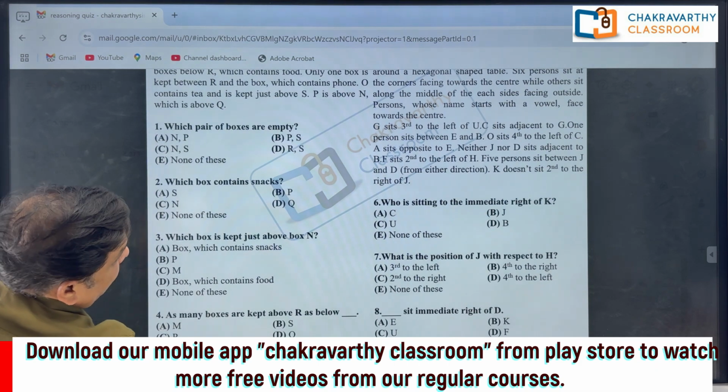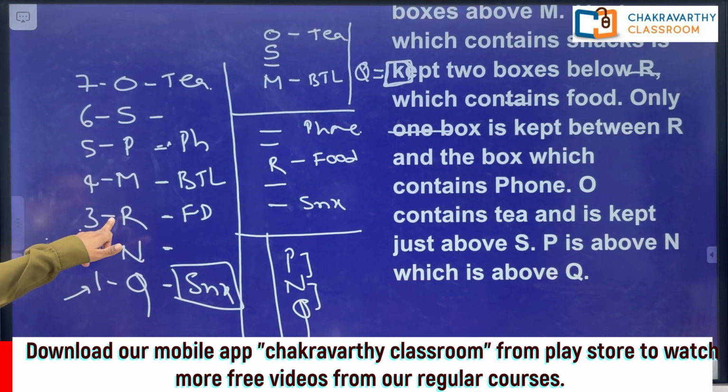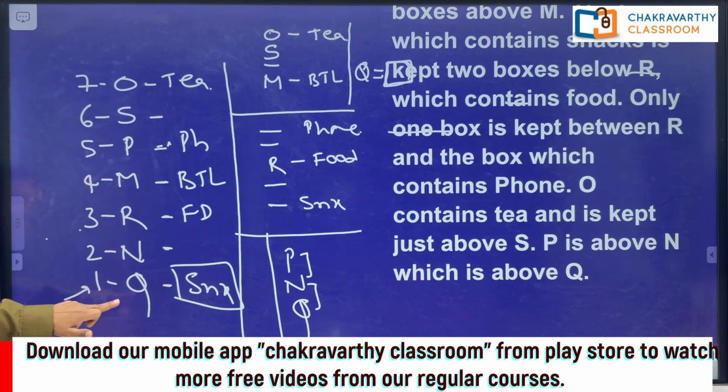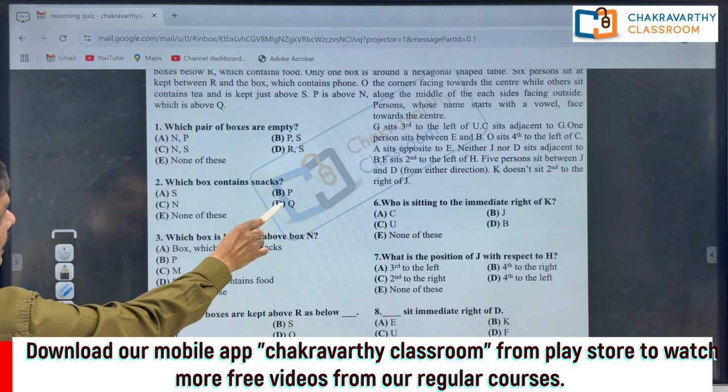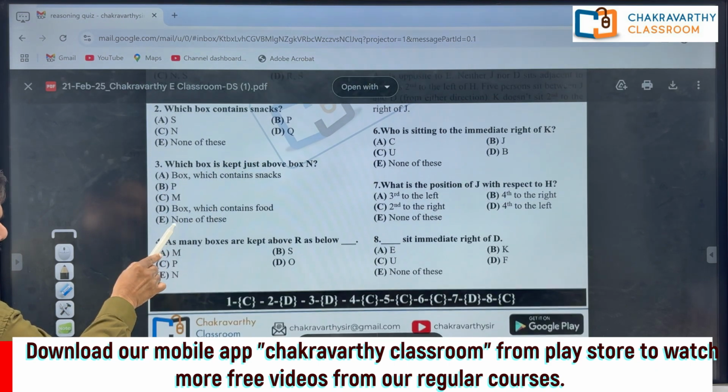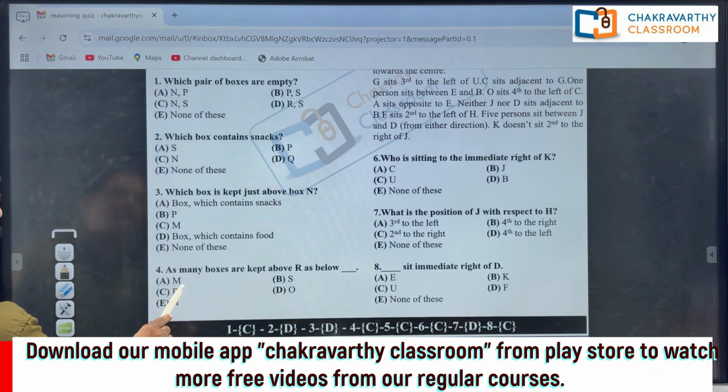This is a simple question here, direct question. Snacks means, where is snacks? Q. My answer should be Q. Where is this Q here? Q means option number D. Second question, option number D. Then go for the third one.